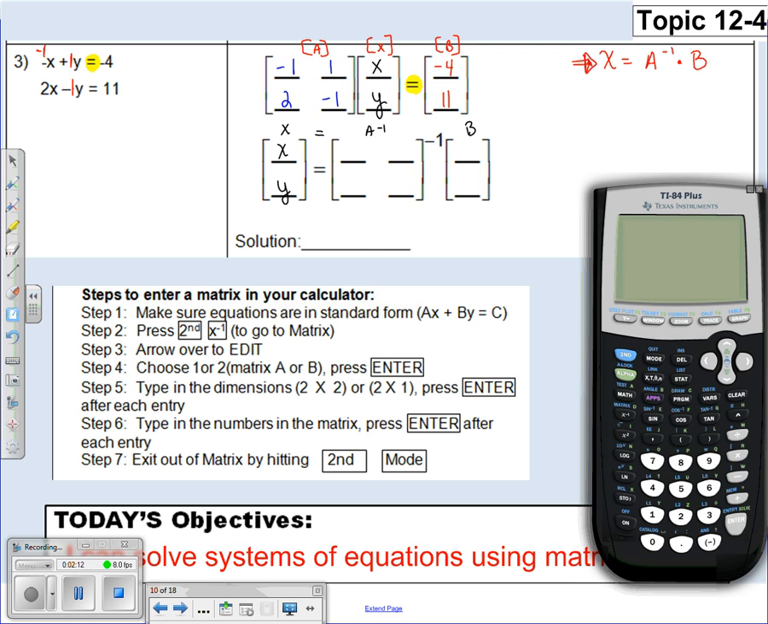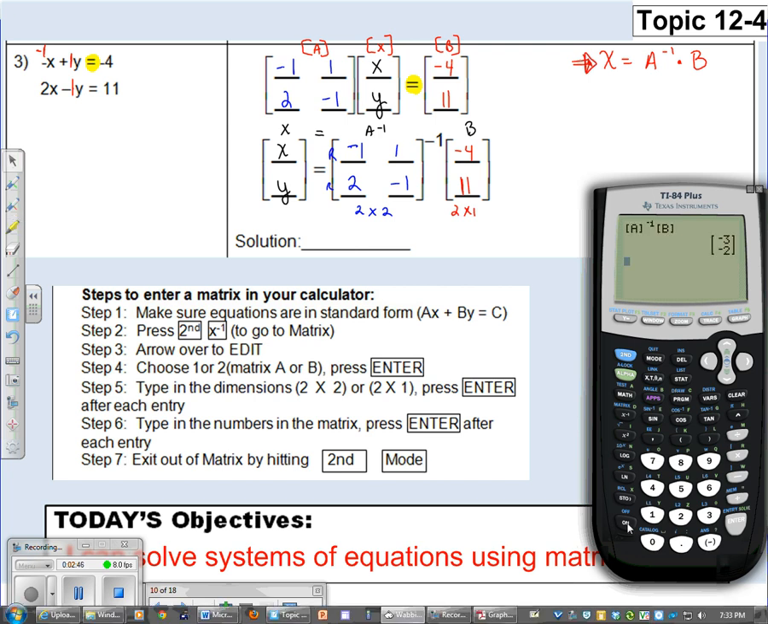So let's fill in our A. This is -1, 1, 2, -1. B is -4 and 11. So now we want to input our information. First, we need to figure out what are the dimensions for our matrices. Matrix A has 2 rows and 2 columns. Matrix B has 2 rows and 1 column. So now we can input our matrices into the calculator.